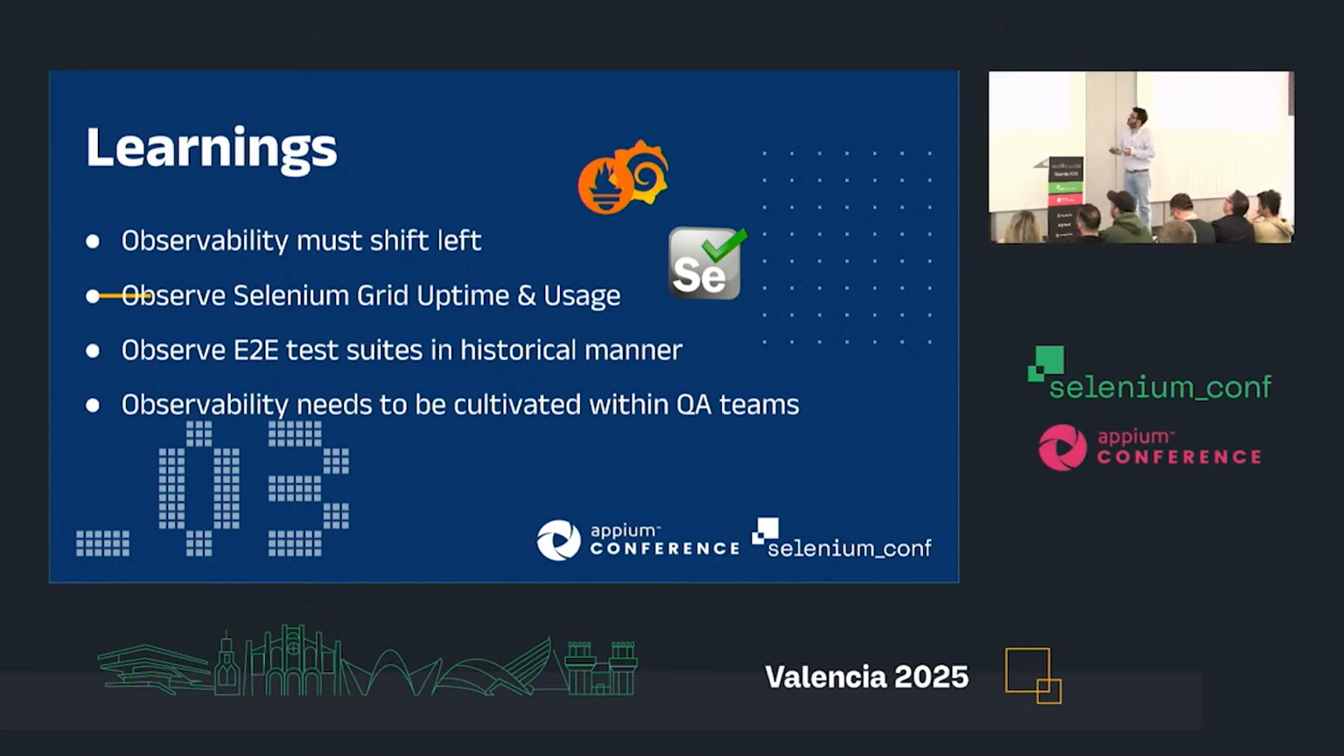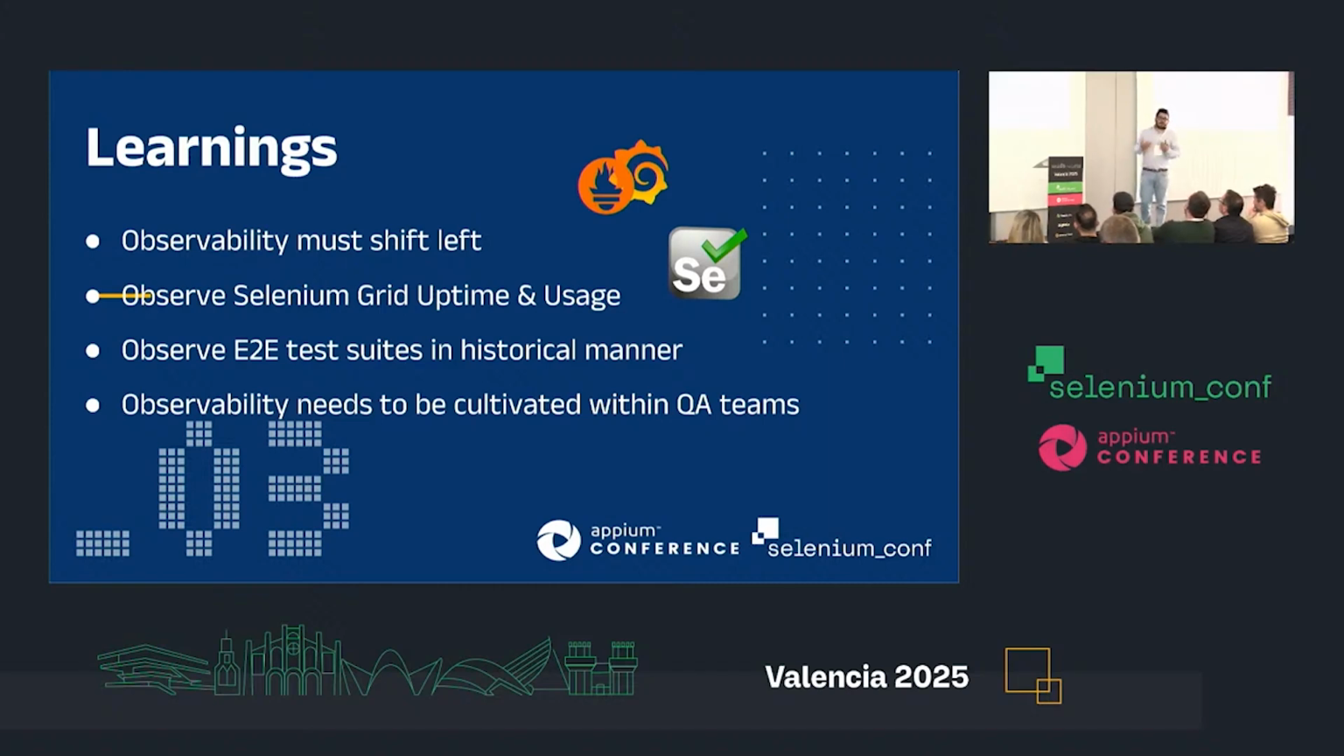Observe the end-to-end test suites in a historical manner. Get data, have Grafana in one place. Getting all these metrics to Grafana is super powerful. We saw about Loki as well, if you want the logs of your tests in the same place. We didn't cover the traces, but you can also use traces, especially since Selenium Grid now supports OpenTelemetry. You can actually create a simple case study around the traces as well.